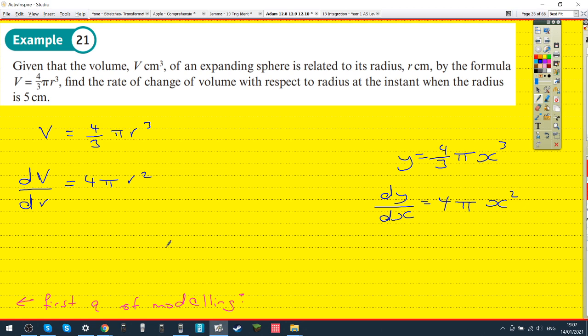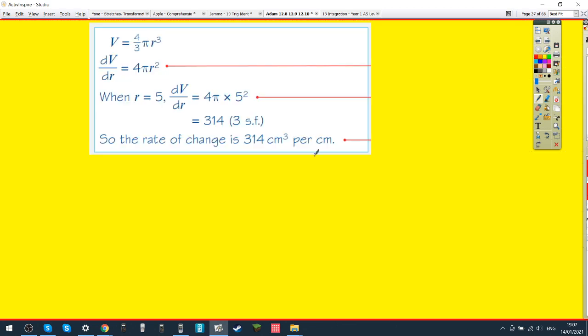So do we sub 5 into 4 pi r squared, which gives you 100 pi? Correct. That's 5 squared, so it's exactly 100 pi, and then it's roughly 314, 3.14 times 100. That is going to be the rate of change. So that will be 314 centimeters cubed per centimeter. Yeah, centimeters cubed per centimeter. Yep.